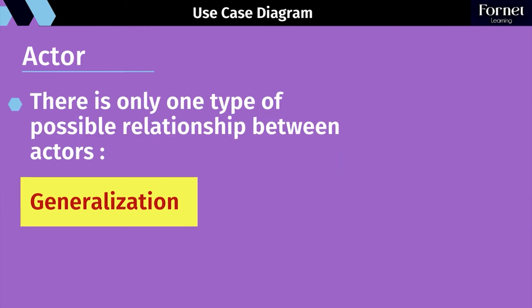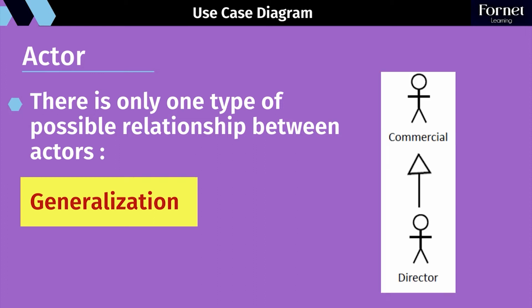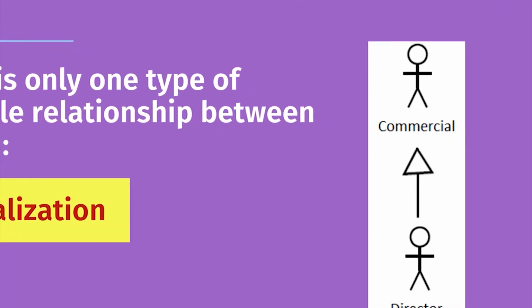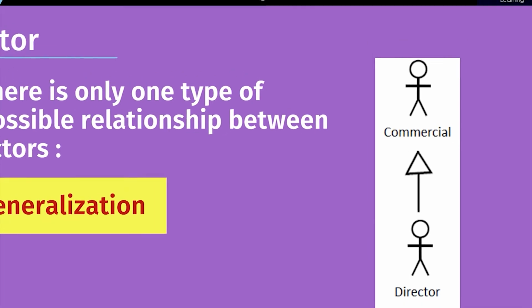Between two actors, we can find one type of relation, which is the generalization. It means that an actor can inherit the behavior of another actor. For example, here we have an actor, a director, which inherits a commercial. So that means that the director can do all the commercials functionalities on the system.